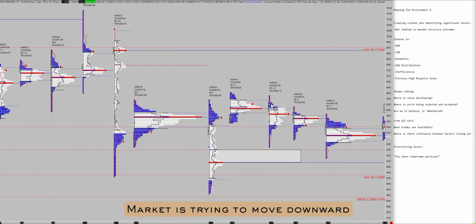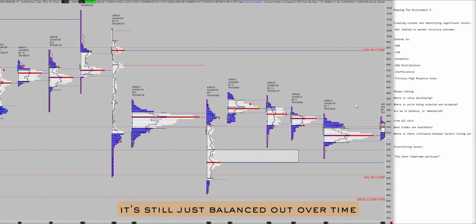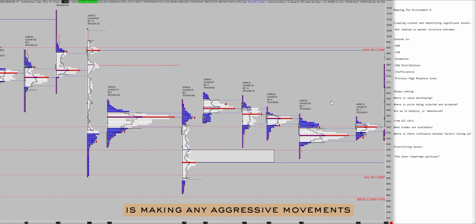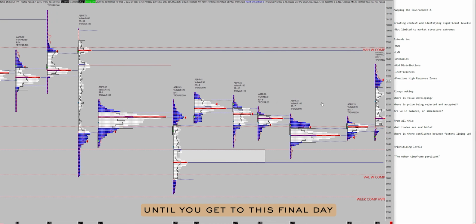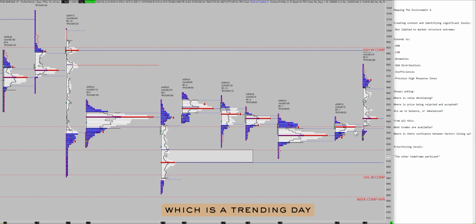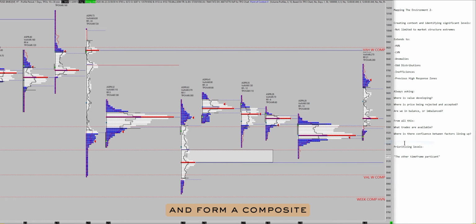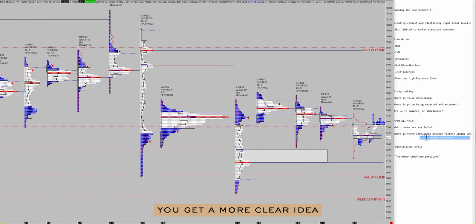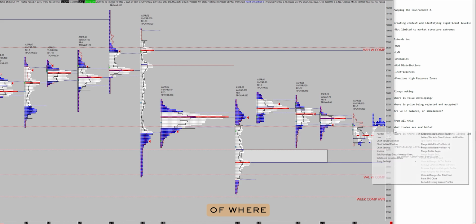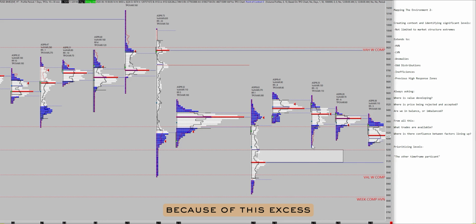The market is trying to move downward. You could look at something like rotation factor. You're seeing compression, so you're not seeing a whole lot of activity that's taking place. So what the market is doing is it's still just balanced out over time. There's really no sign that the market is making any aggressive movements until you get to this final day, which is a trending day. If we were to combine all these structures and form a composite, this is the first place that the market starts turning. If we were to open these up, you get a more clear idea of where these turning points occur because of this excess.